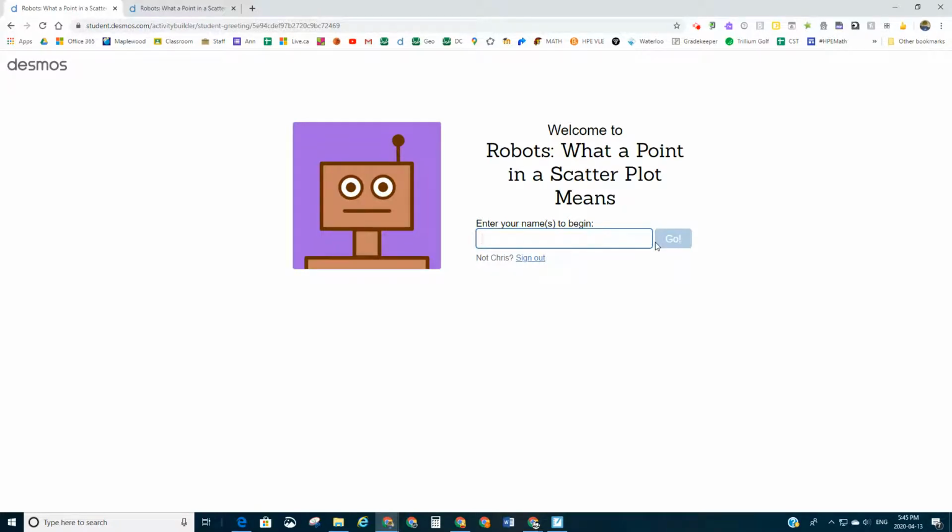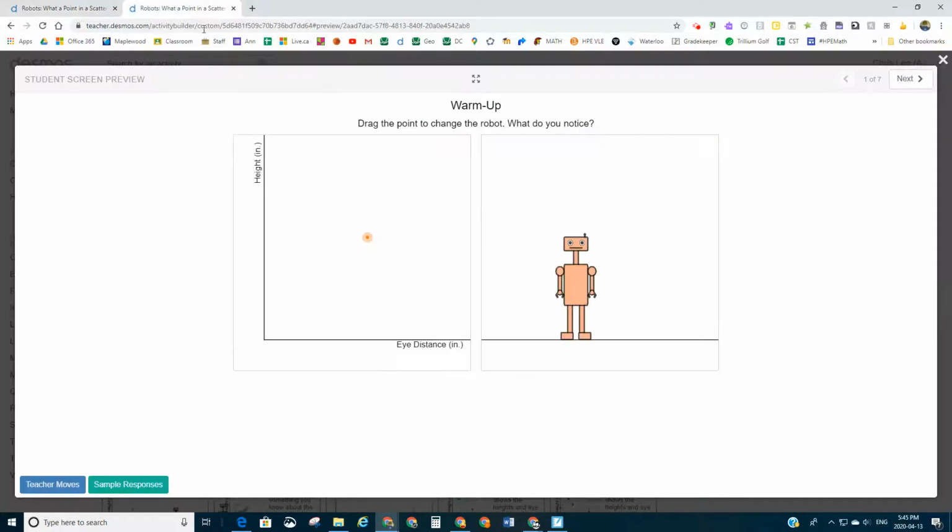Now, I'm not going to push go because if I did, I'd be going in as a student. But when you push go, you're going to get a page that looks like this. It'll look almost exactly like this. It just won't have this stuff on the bottom. Okay, so the way these Desmos activities work is there's usually instructions at the top, maybe a title and some instructions, and then you do something on that page.